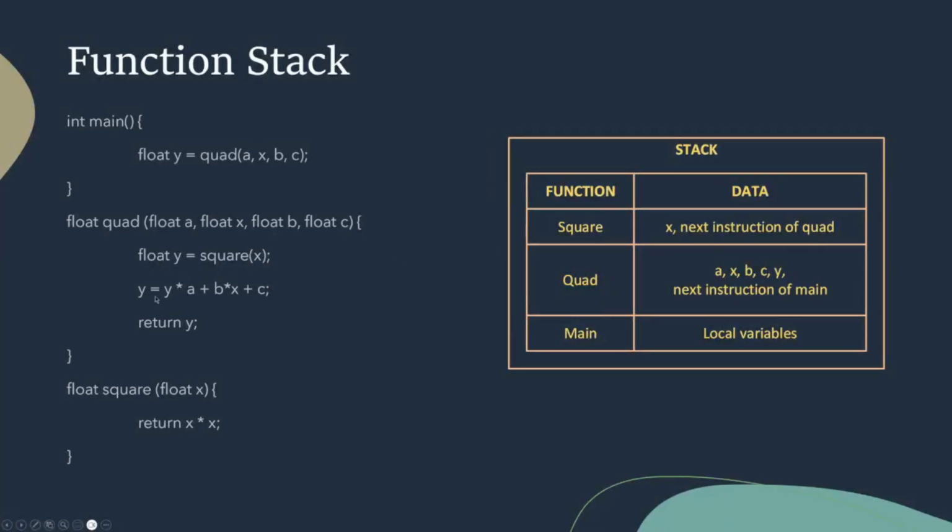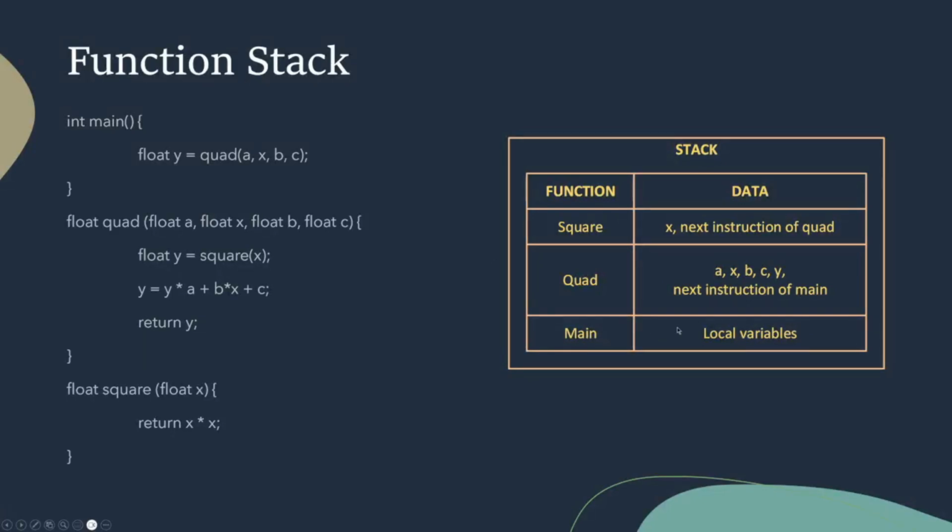So square is going to calculate its stuff. It's going to do x times x and return x squared, which is y. So that gets stuck into y. This whole frame is then deleted, and we come back into the next instruction of quad, which is right here. Then it calculates this stuff. Then it returns y. So y is written into main. This frame for quad is deleted from memory.